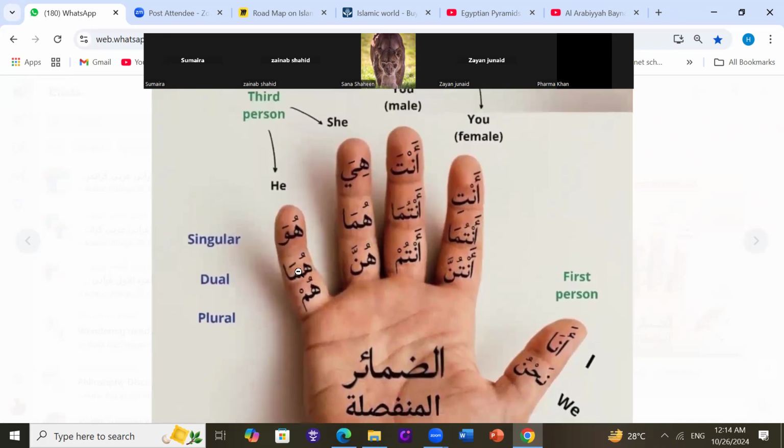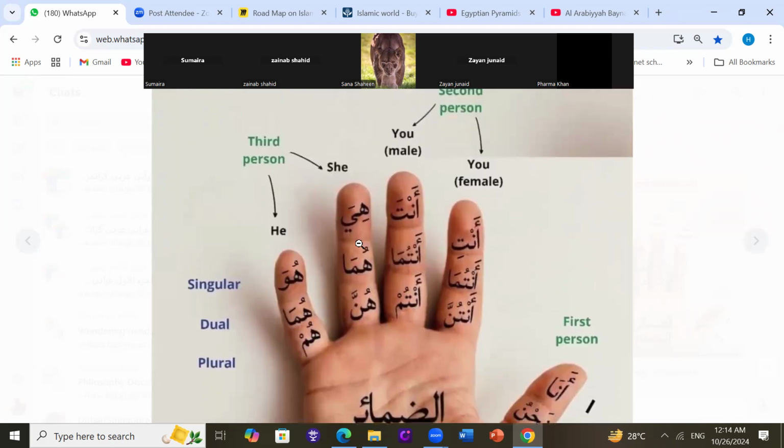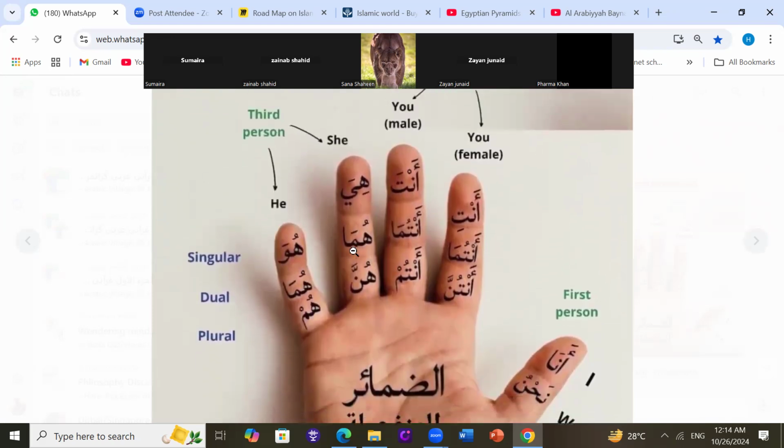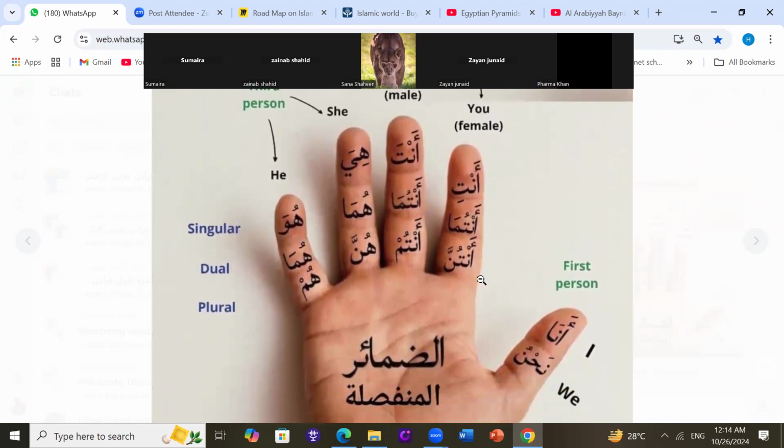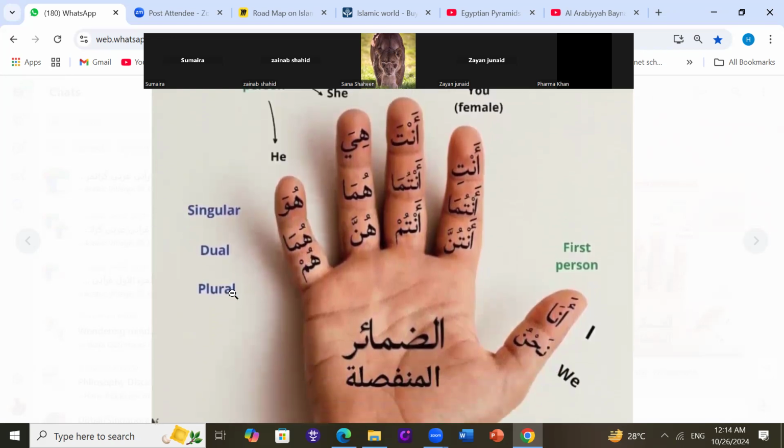Because there are different words. For he or she, we use huma, huma. And for you, we use dual, antuma, antuma. And for plural, we use hum, hunna, antum, antunna. So like this, we need to say.